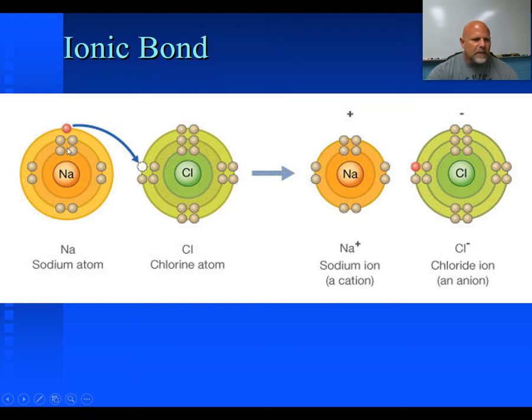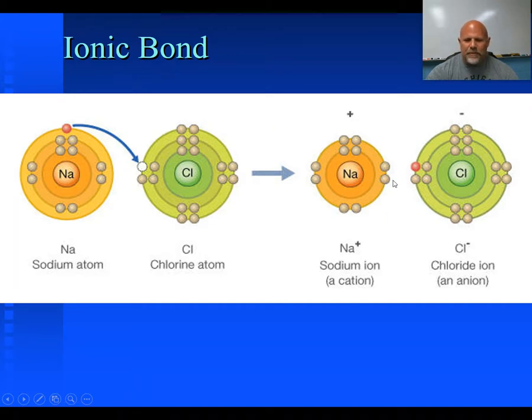Now, atoms prefer to have full outer shells. So if I can move this one outer shell electron from sodium over to chlorine and fill chlorine's outer shell, now sodium has a full outer shell, chlorine has a full outer shell, and both these atoms are really happy in that situation. And they prefer to be in that situation.